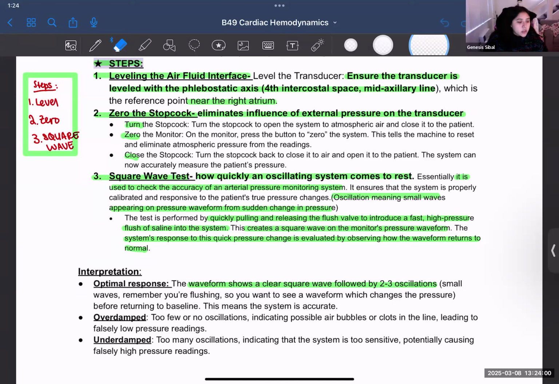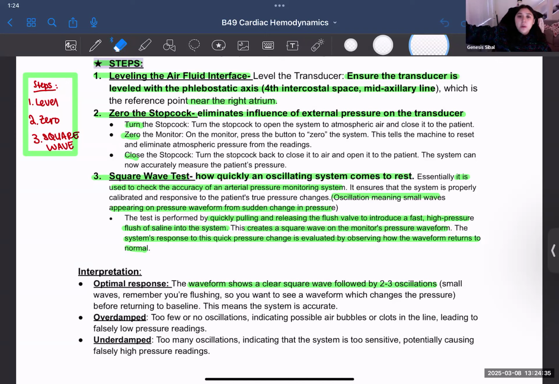So you zero the stopcock after that. How do you do that? I don't know if she necessarily asked this, she just asked for the steps of level, zero, square wave, but just know that you turn the stopcock to an open system, to the air, and it's closed to the patient. Then you zero the monitor. You'll see it in an ICU setting if some nurses do it. I've only seen it once or twice, so even I'm still like, ugh.